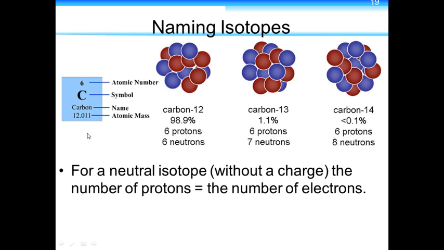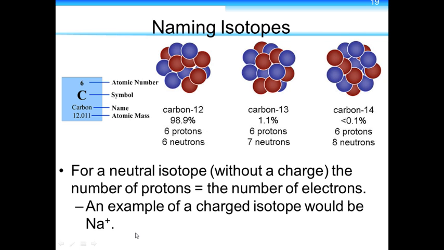So when you're talking about a neutral isotope without charge, the number of protons will equal the number of electrons. So carbon-12, there's no charge associated with this here. So it has 6 protons in the nucleus. We would assume it has 6 electrons.